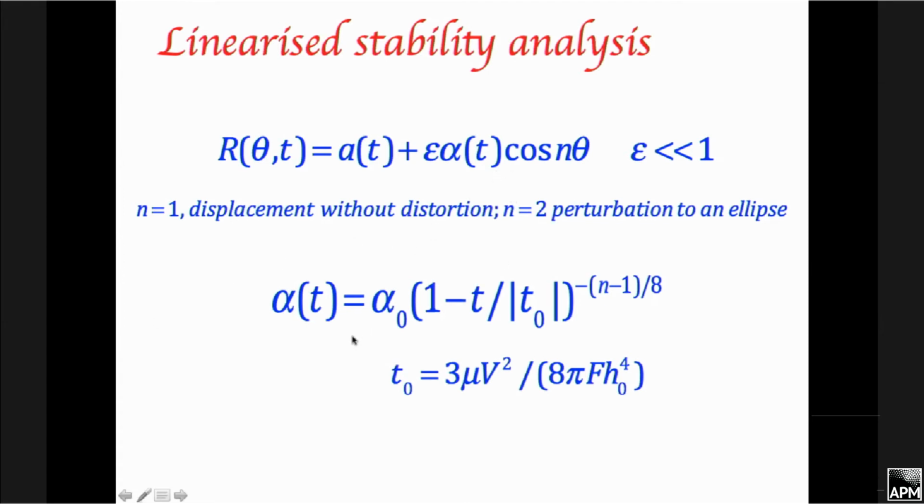Okay, we can solve that, and I'm leaving out a lot of the analysis because I think it's the results that are interesting. And you find that alpha, the perturbed radius as a function of time, goes like this. Look, almost looks like the 1/8 law again. 8 plays a role.